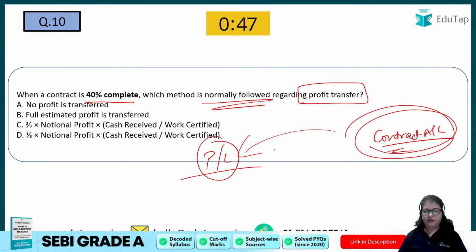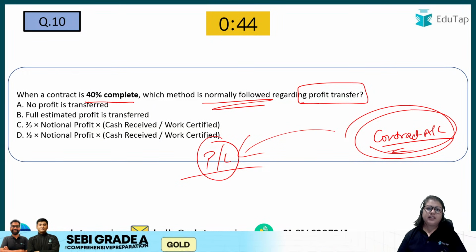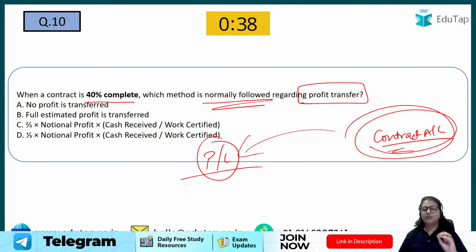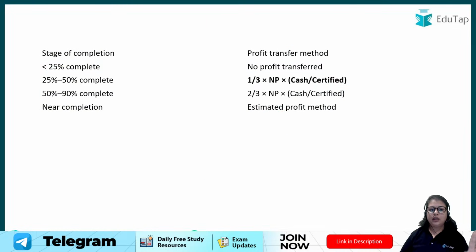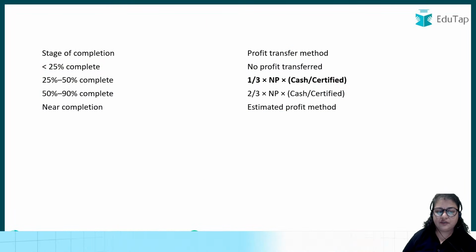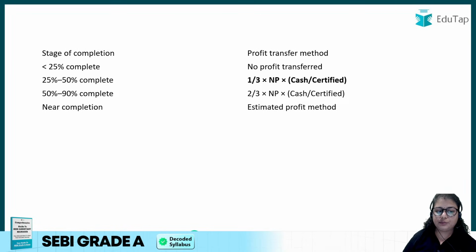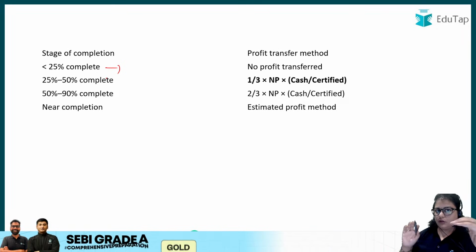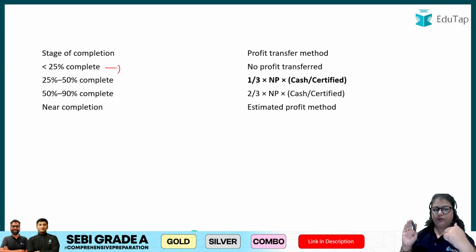Okay, so why do we do that? Because it is very important, because every year we have to show some profit in the firm. Now, if the contract is 40% complete, which method is generally followed? So, I'll show you the chart first. Now, if the stage of completion is 25% or less, then no profit will be transferred. Okay, if 25% is complete or less than that, then no profit will be transferred.